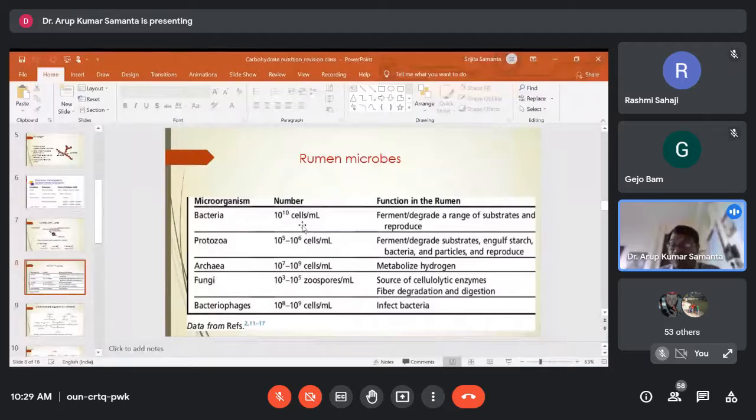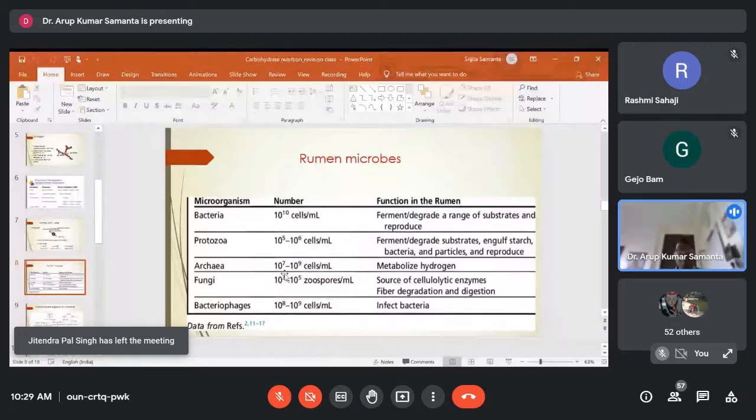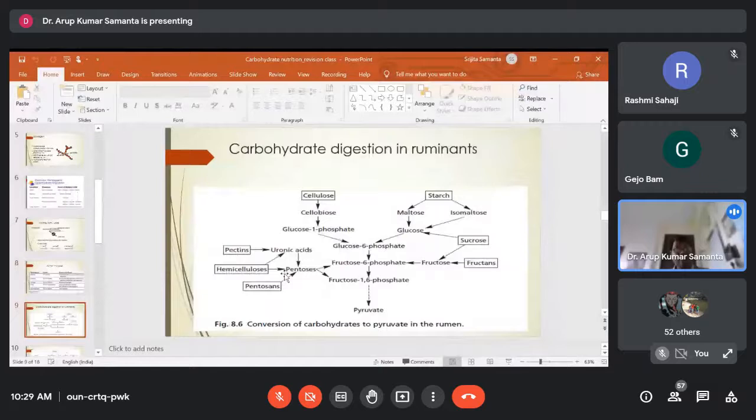Protozoa are 10 to the power 5 to 10 to the power 6, and fungi also you can remember as 10 to the power 5 to 10 to the power 6. So this much you have to remember. Then coming to the carbohydrate digestion in the ruminants, what I was just talking about, how these volatile fatty acids are produced in the rumen.